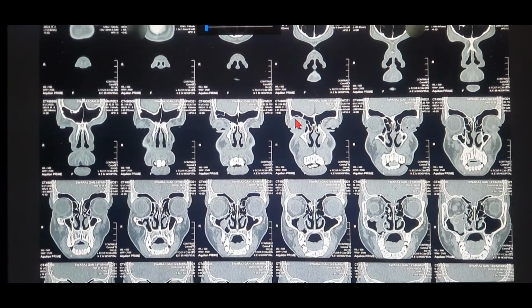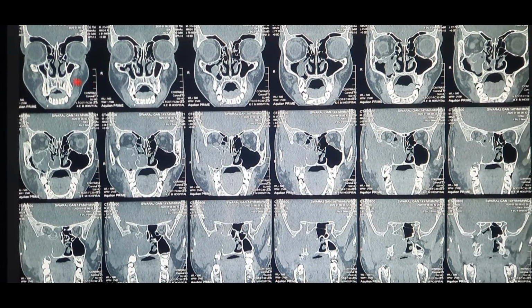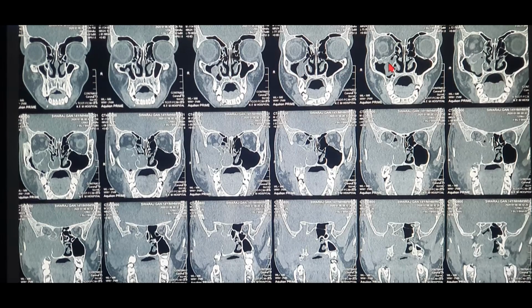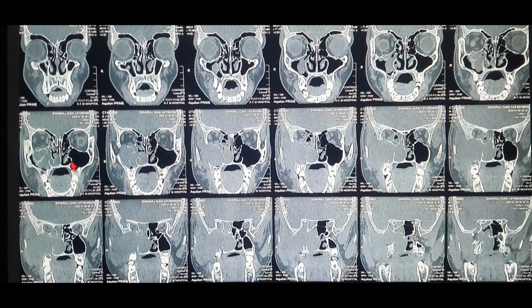As we go posteriorly, we can see the same image, the collection in the maxillary sinus, increasing as we go posteriorly. As you can see over here, this opacification in the maxillary sinus extends well beyond the lateral margin of the maxillary sinus. As we go laterally and posteriorly, we can see a common communication between the infratemporal fossa, the maxillary sinus and the nasal cavity.